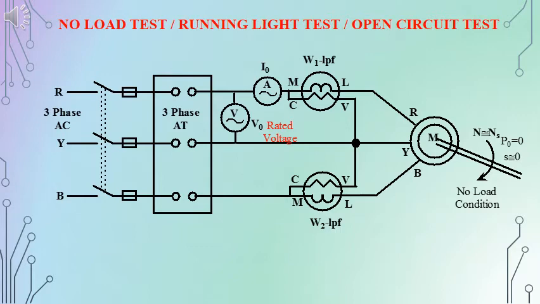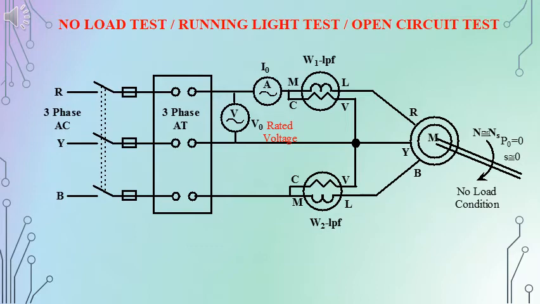Here we apply the rated voltage, that is V0, and we will be measuring the ammeter, voltmeter and wattmeter readings. Whatever be the input that is given to the machine, that is the sum of W1 and W2, will be the sum of the stator copper loss, the mechanical loss and the iron loss of the stator alone, because at that condition, since the machine is running at the rated speed or at N, the slip is very small, or we can consider slip equal to 0.